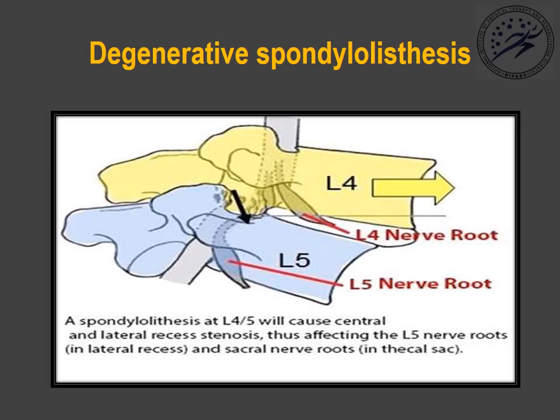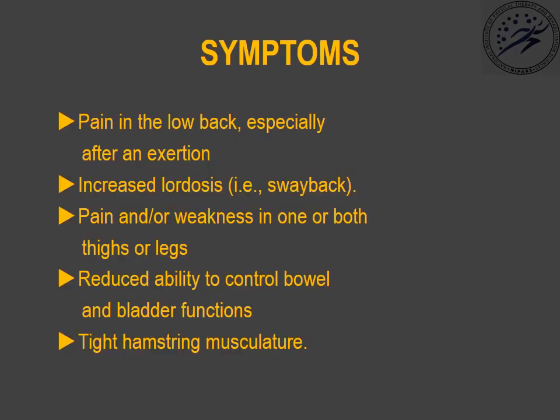Degenerative type takes decades to develop. Most slips do not progress more than grade 1. However, the degeneration of the spine will continue and this can lead to progressive narrowing, termed spinal stenosis. After a brief discussion about degenerative spondylolisthesis, let's talk about the symptoms.